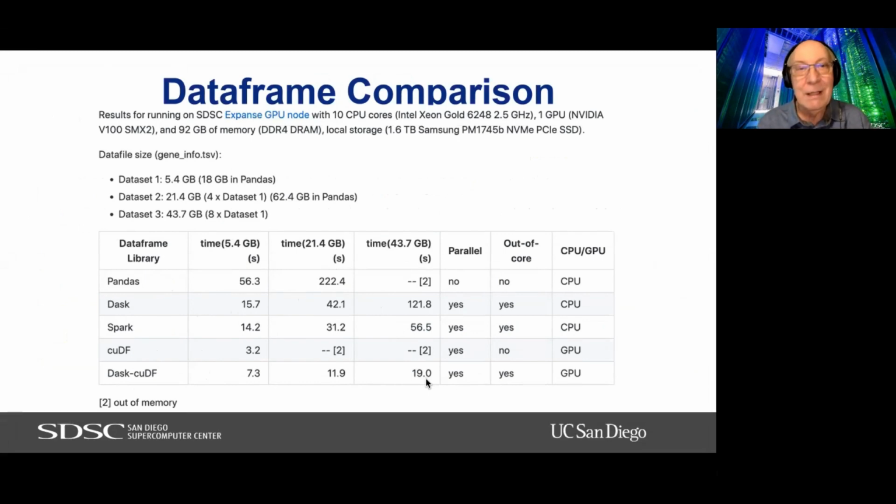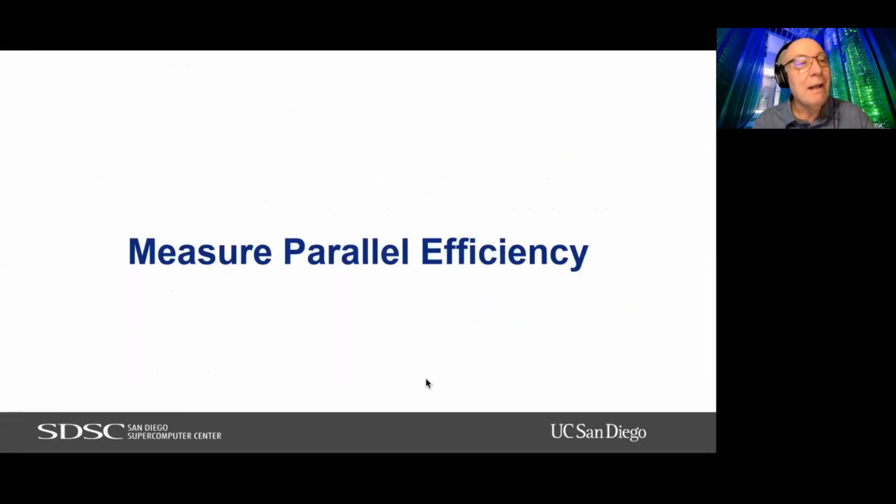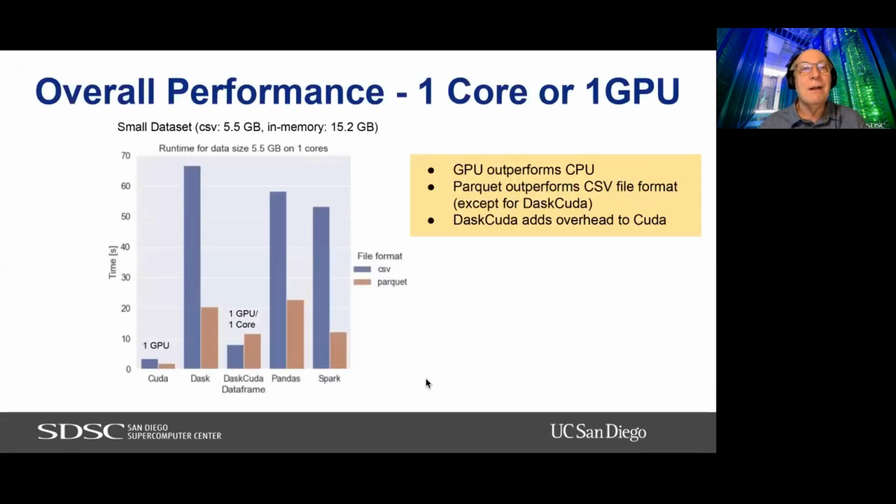All right, a little comparison here. But how well did we actually use the different cores? That's where parallel efficiency comes in. On the first day, Bob Sinkowitz was talking about Amdahl's law and measuring parallel efficiency. So that's what I did. Let's see how efficient we are. First of all, let's look at the overall performance of those data frames. Let's just take the small data set of 5.5 gigabytes, which in memory takes up 15 gigabytes, because strings in Python take up a lot of memory.